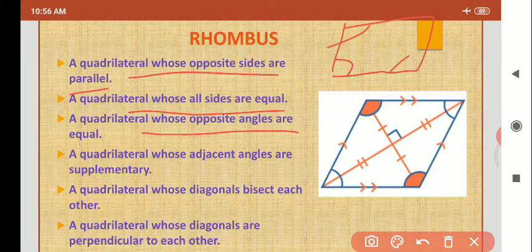Next, adjacent angles are supplementary, as in a parallelogram. The diagonals also bisect each other. So what is the different property? In a parallelogram only opposite sides are equal, but in a rhombus all sides are equal. So every rhombus is always a parallelogram, but not every parallelogram is a rhombus. Understand it? So these are the properties we discussed.